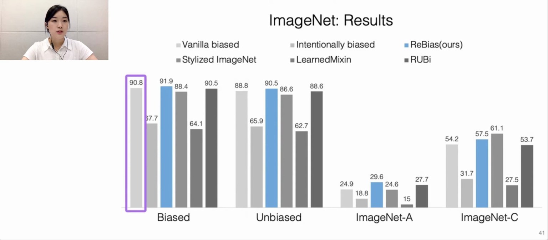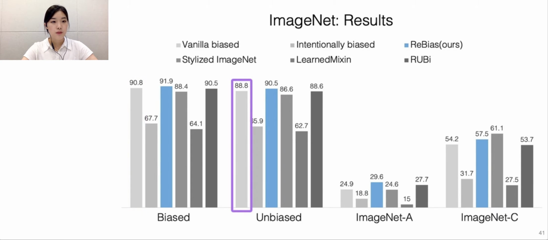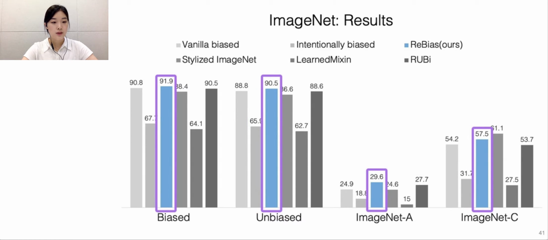The vanilla model shows good performance on the biased accuracy, but the performance drops for the unbiased accuracy. The biased model performs worse as it is heavily biased towards texture by design. When ReBias is applied to the vanilla model to make it learn cues beyond those captured by the biased model, we observe a general boost in all 4 accuracies.